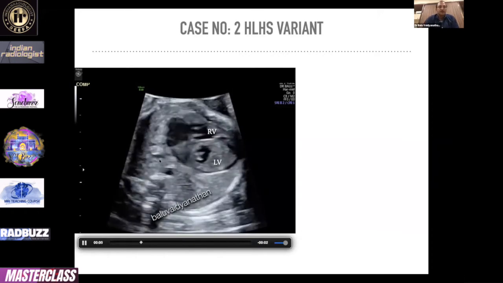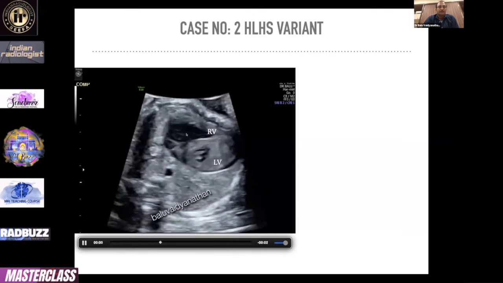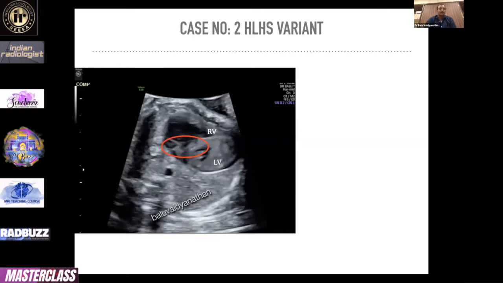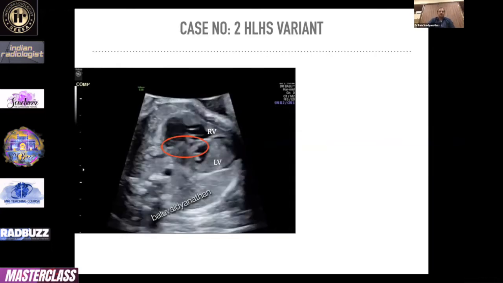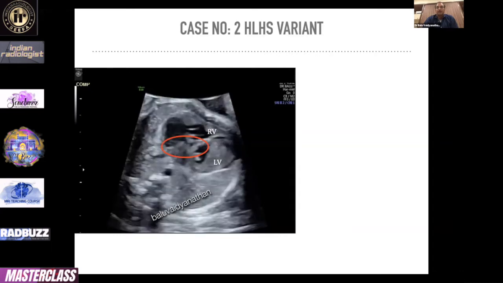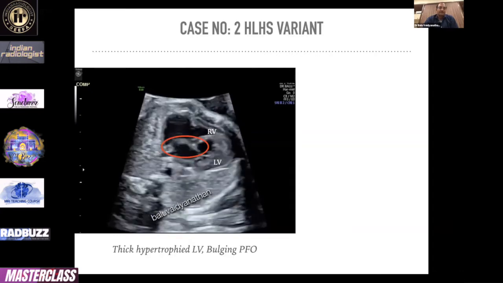But instead, I want your attention on the foramen ovale here. Look at this atrial septum. It is bulging towards the right atrium. You can see that quite nicely. So this is a variant of hypoplastic left heart syndrome with restrictive foramen ovale or restrictive ASD.